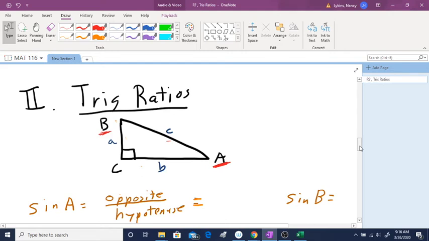Okay, welcome back. This is going to be the second part of the lesson. The first was discussing the Pythagorean theorem. And now what we're going to do is look at the area of trig ratios. So I want you to take a look at this triangle.